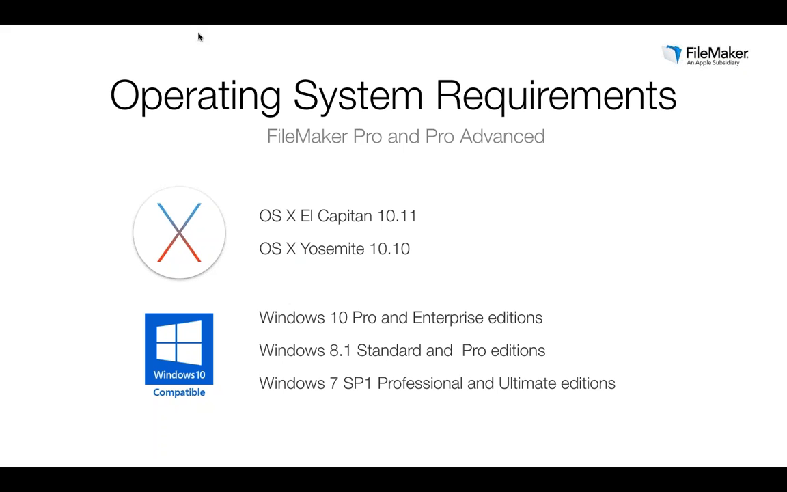So when we look at the FileMaker Pro and Pro Advanced side, on Mac OS, we will support the latest OSs, so El Cap as well as Yosemite. And then on Windows, we're going to support Windows 10 Pro and Enterprise editions, as well as Windows 8.1 Standard and Pro, and Windows 7 SP1 Professional and Ultimate editions.